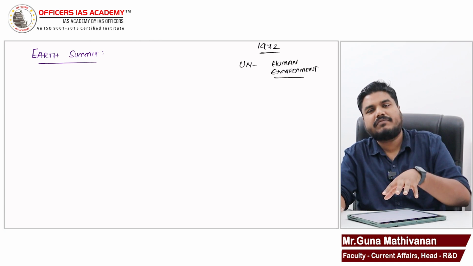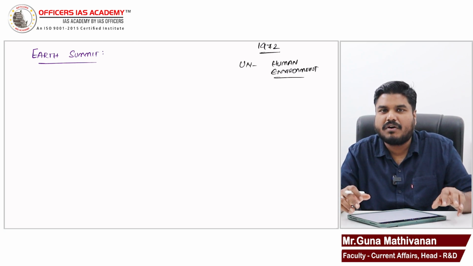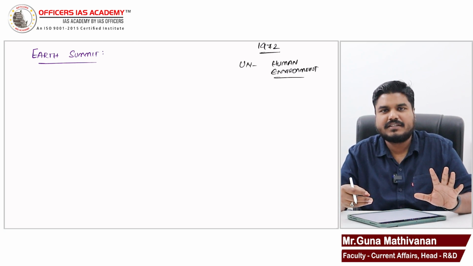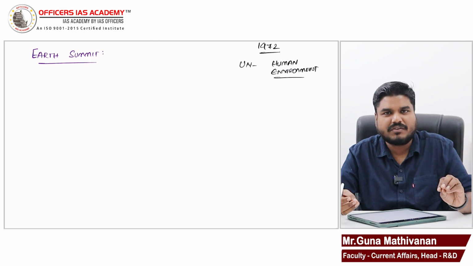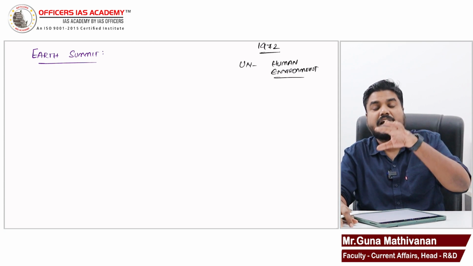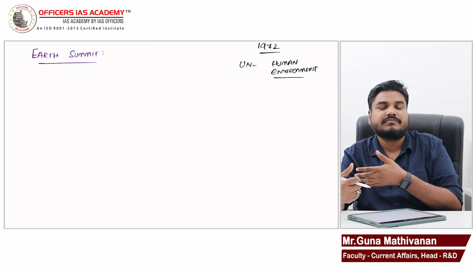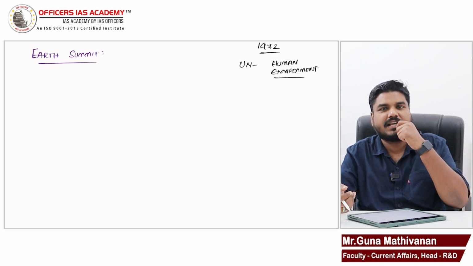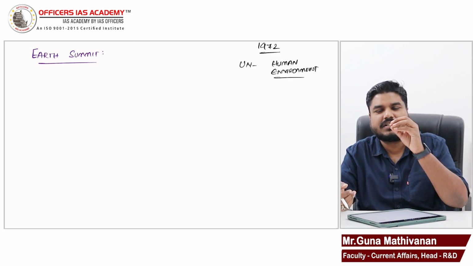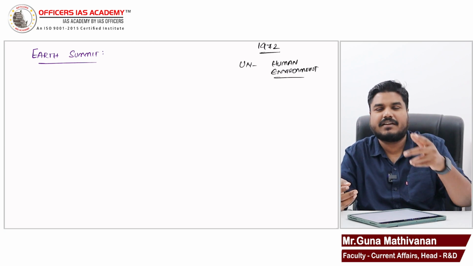So this conference was held in a place called Stockholm in Sweden, and the declaration of the conference is called the Stockholm Declaration. See, only after this declaration, if you take India, we were coming up with the Wildlife Protection Act, the Water Pollution Control Act, Air Pollution Control Act, etc.